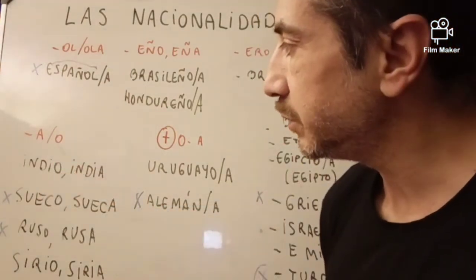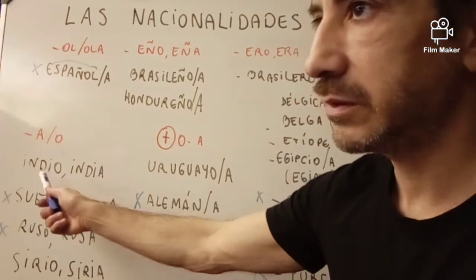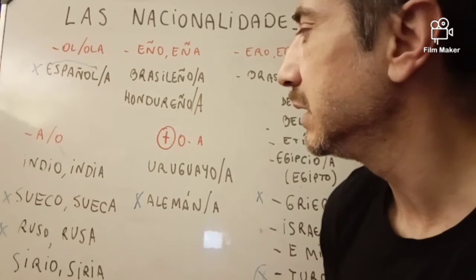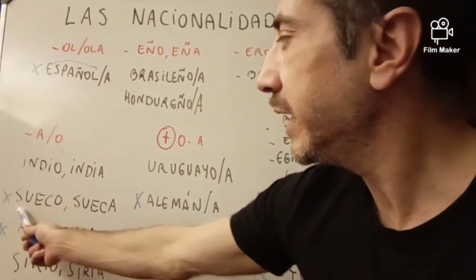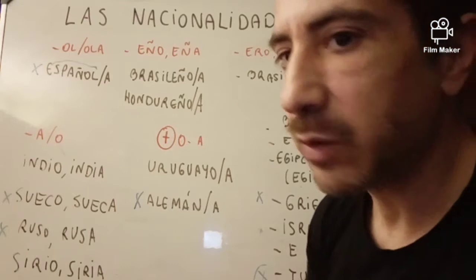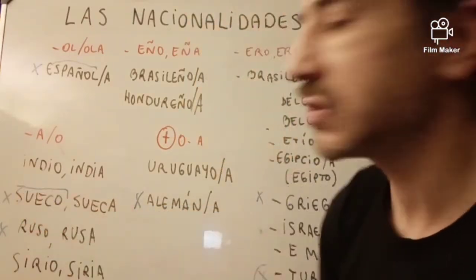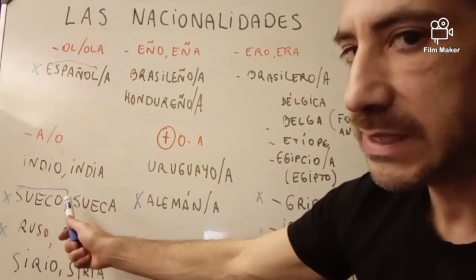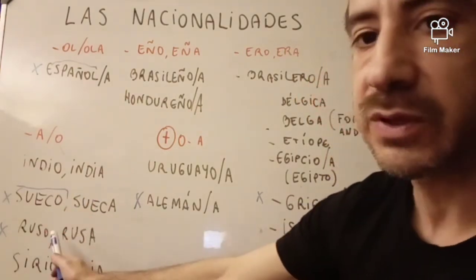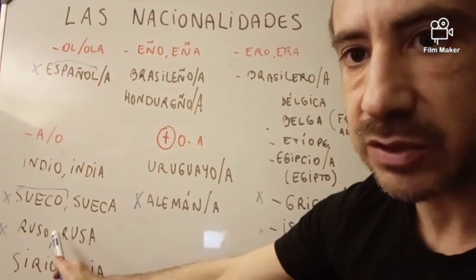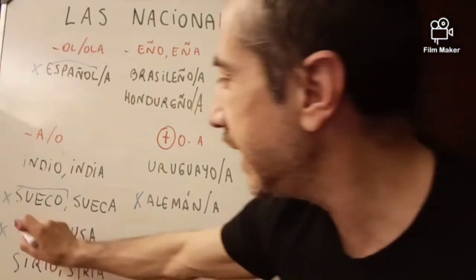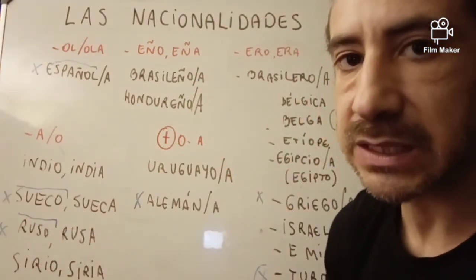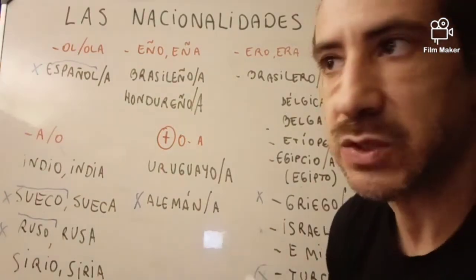For people born in India, the demonym is indio, india. In Sweden, sueco, sueca, and the language again coincides. Sueco, the language is sueco in Spanish. For people born in Sweden, Suecia, sueco, sueca. From Russia, ruso, rusa, and ruso is the name of the language. For example, I've never studied Russian up to now. I don't know in the future.